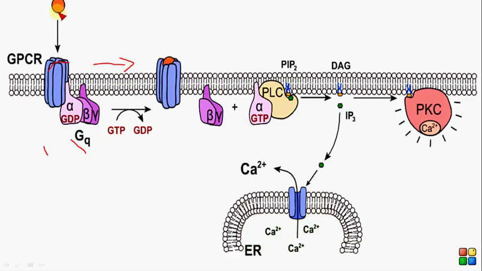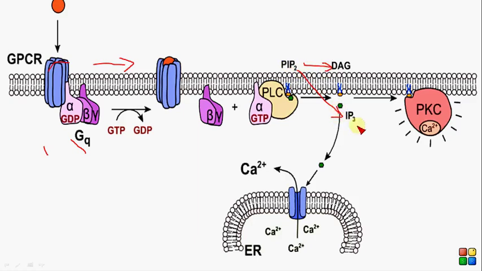So what happened here? The receptor bound with ligand, and the alpha subunit left GDP, bound to GTP and moved on and interacted with phospholipase C. The alpha subunit in collaboration with GTP activates the phospholipase C. And what this phospholipase C does is it cleaves the phosphatidylinositol bisphosphate present in the cell membrane. When phosphatidylinositol bisphosphate is cleaved, it is converted into diacylglycerol and inositol triphosphate or IP3.